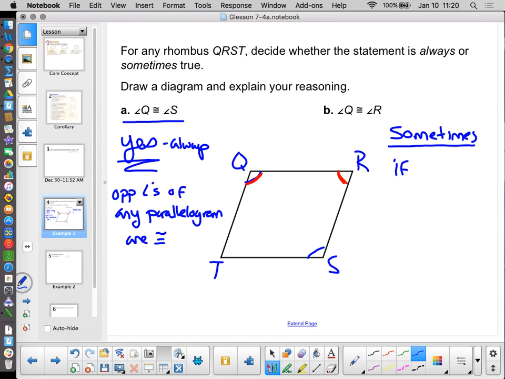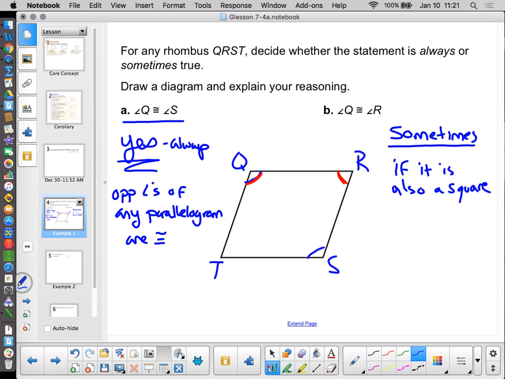If it is also a square. Since we know it's a rhombus, it would also have to be a rectangle that would make it a square. So it's possible that that's sometimes true, but it's not always going to be true.